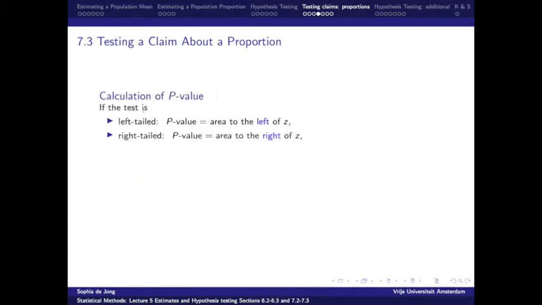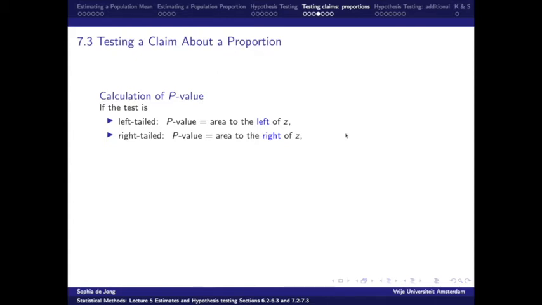Okay, so it's good to know that if your test is left tail, so if the alternative hypothesis is that your parameter is less than something, then the p-value is the area to the left of your observed test statistic value. And if your test is right tail, so if the alternative hypothesis is that your parameter is greater than something, then the p-value is the area to the right of your observed test statistic value, because that's then where the more extreme values are.